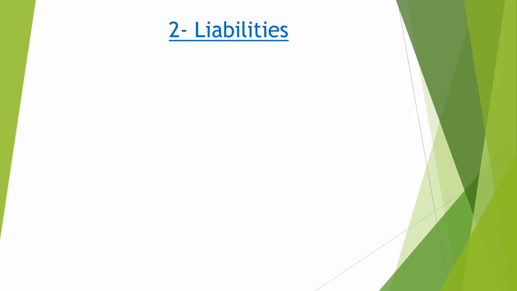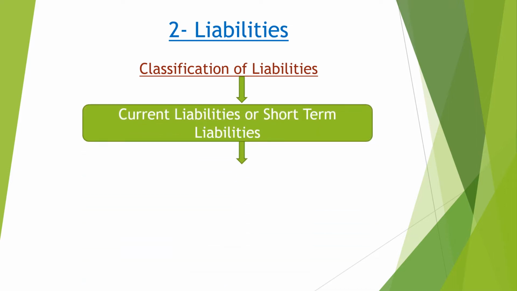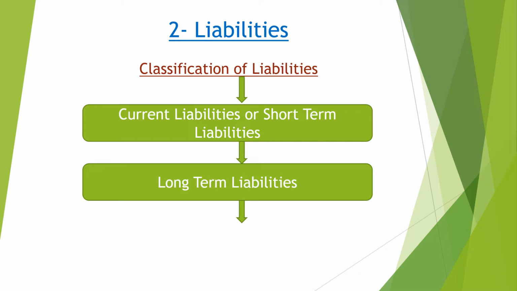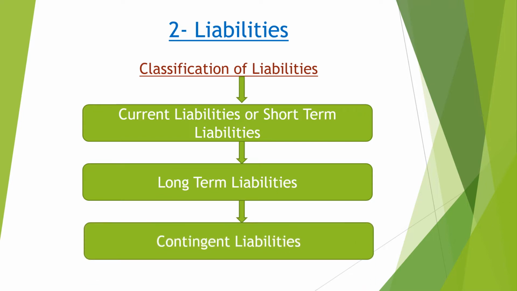Let's see the classification of the liabilities. There are 3 classifications of liabilities. Number 1, current liabilities or short-term liabilities. Number 2, long-term liabilities. Number 3, contingent liabilities.